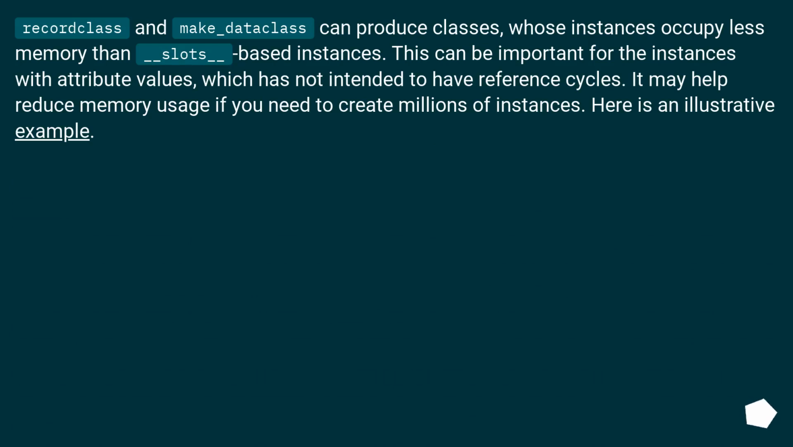Recordclass and make_dataclass can produce classes whose instances occupy less memory than __slots__-based instances. This can be important for instances with attribute values which are not intended to have reference cycles. It may help reduce memory usage if you need to create millions of instances. Here is an illustrative example.